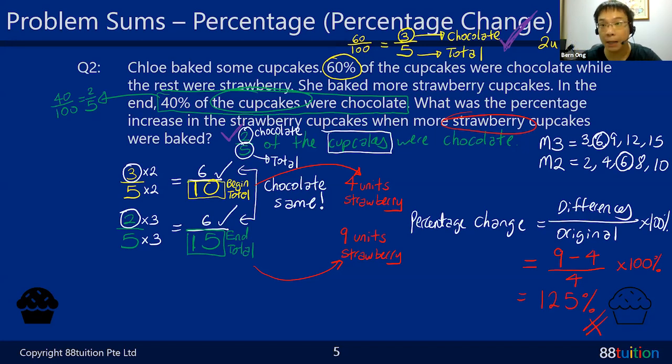Will it be coming out in your PSLE? Of course. Because the fraction, percentage, ratio, and decimal will definitely come out in your PSLE. If they never came out, then there would be nothing to ask you. Surely will come out. So hopefully I answered your question.